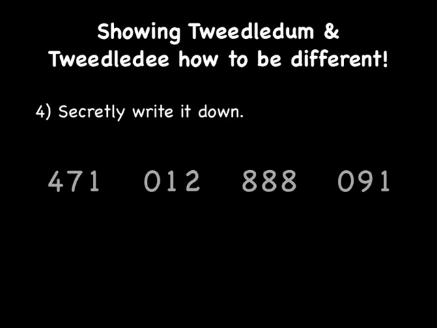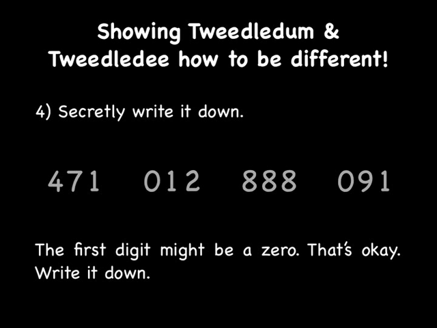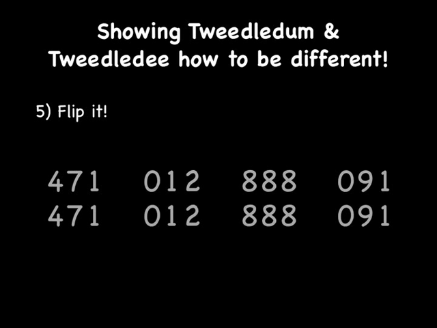Okay, so now we've got your number, the answer to the subtraction problem. And now, the first digit might be zero. That's right, and that's okay. Just write it down. So for example, the second one there is 012. So we've written down the zero. And now we're going to flip the numbers.